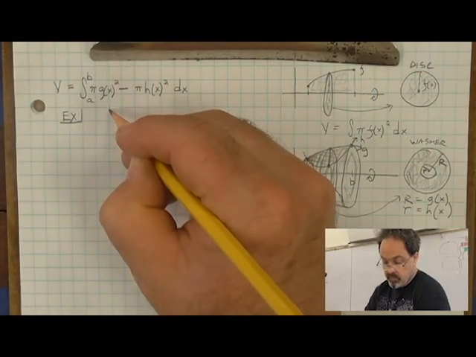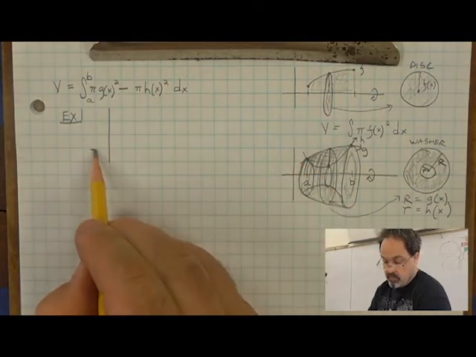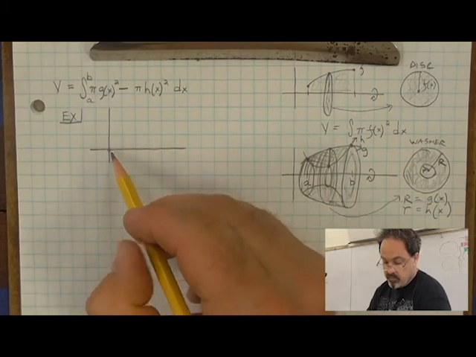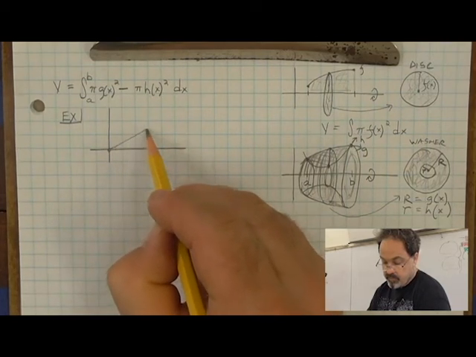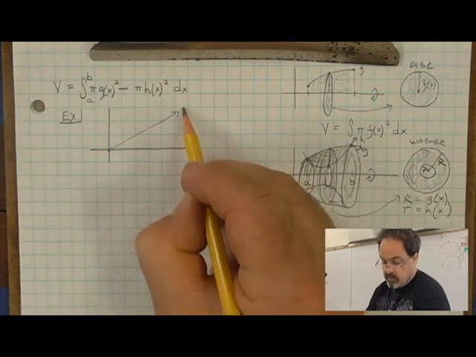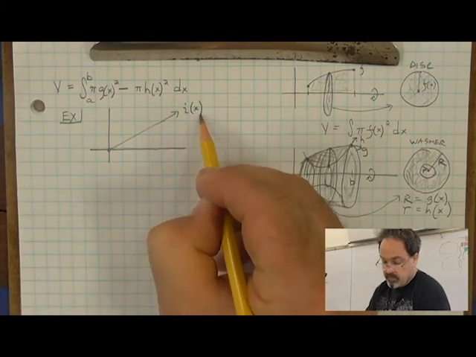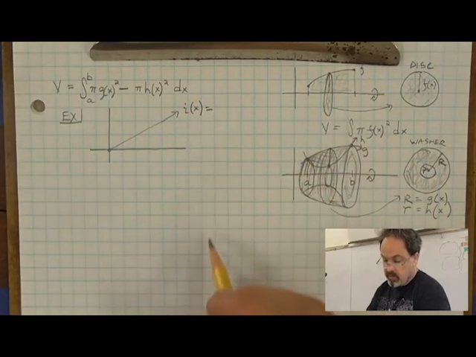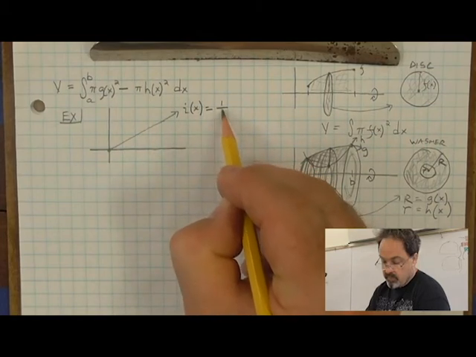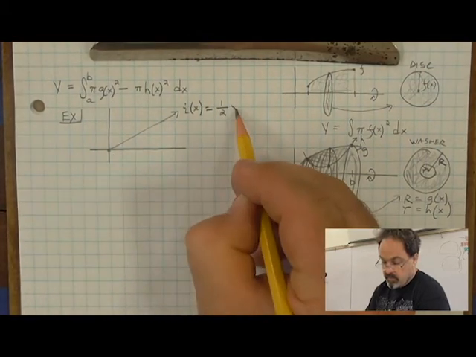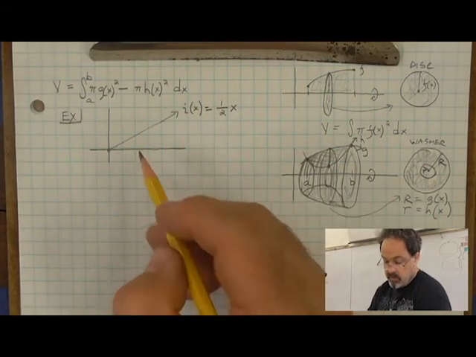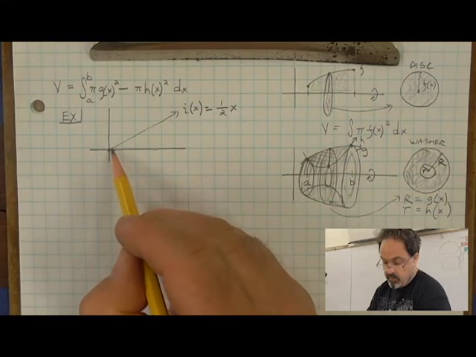I am going to draw a difference between two functions. I'm going to choose a line and call this I of x, and that line will be equal to a slope of 1/2 times x, very simple line, and the root function.